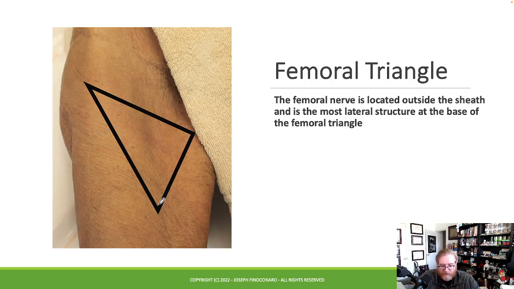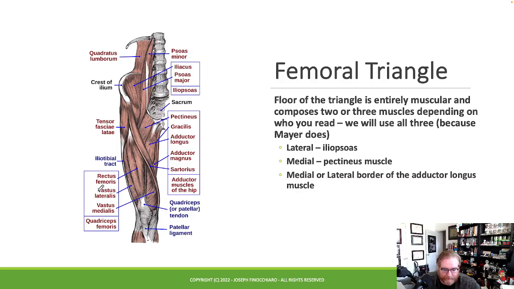The femoral nerve is located outside the sheath and is the most lateral structure at the base of the femoral triangle. So the nerve itself is actually not part of the sheath like we've seen up top. It is by itself, self-standing, and it is the farthest away from the midline of the body in that area.